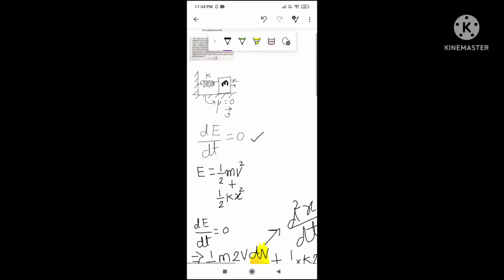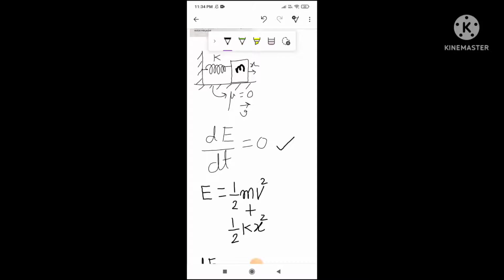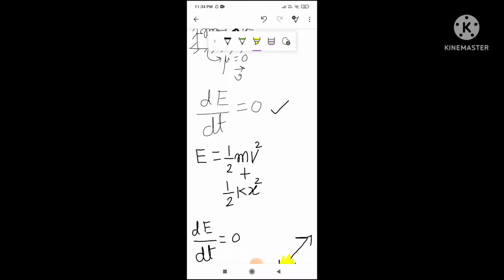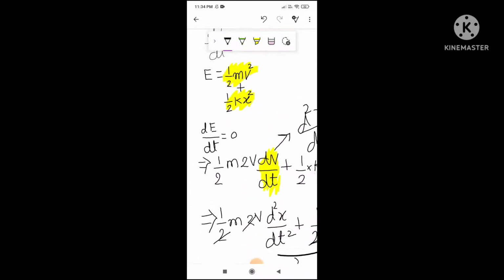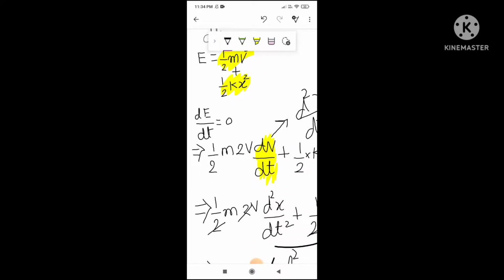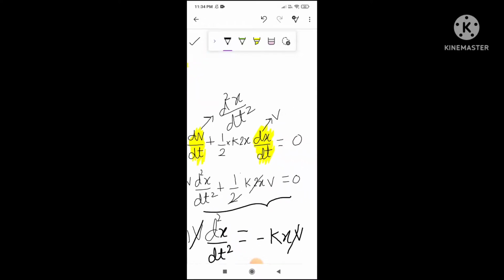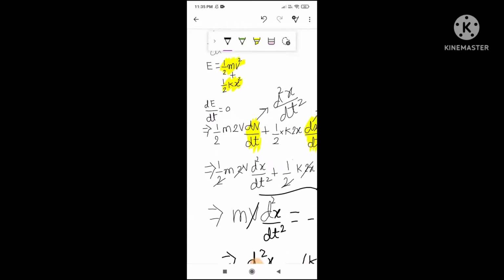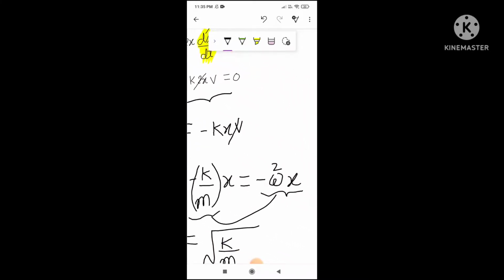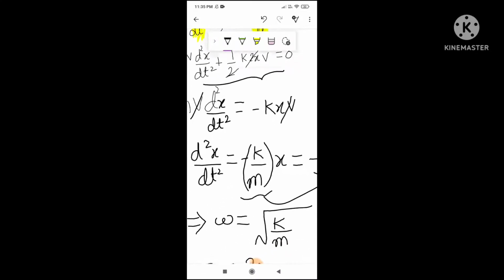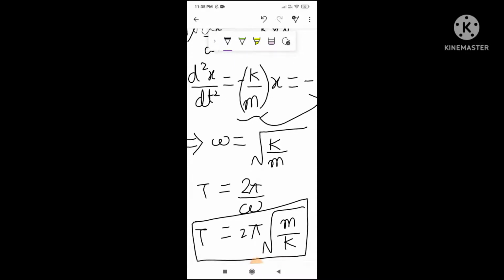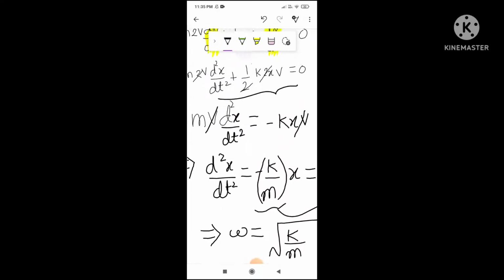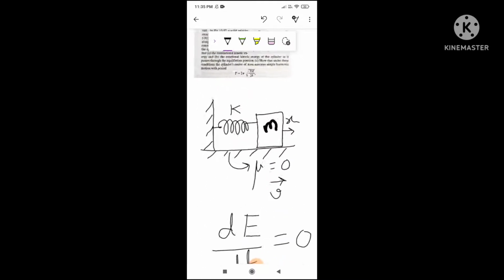See what we did. Energy of SHM is constant, which means change in energy is 0. Total energy here oscillates between these two terms, the kinetic energy and the potential energy, which means that the rate of change of energy is 0, dE by dt is 0. So we wrote the derivatives of E with respect to time, and we have substituted these two parts, as you can see, and then we got our omega. We compared the coefficient of x, so we get omega square as k by m. So omega is square root of k by m. So the time period of oscillation is 2 pi by omega. That's 2 pi square root of m by k. And hence we have got the time period of oscillation of this mass block system.